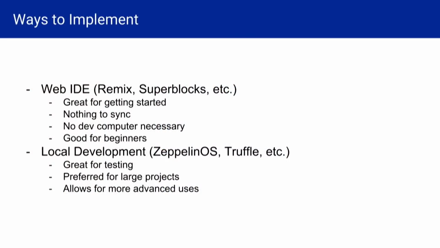So there are several ways to create a chain-linked contract. You can use a web-based IDE like Remix or Superblocks, or you can use a local development environment like Zeppelin OS or Truffle. A web-based IDE is really great for getting started without a lot of setup because you don't need a development computer to write and deploy and use smart contracts. And setting up a local development environment is really great if you have a more complex project and you want to integrate some testing into your Solidity project.